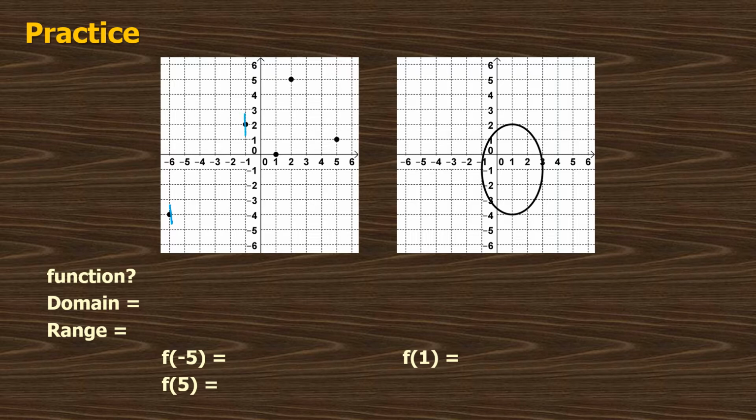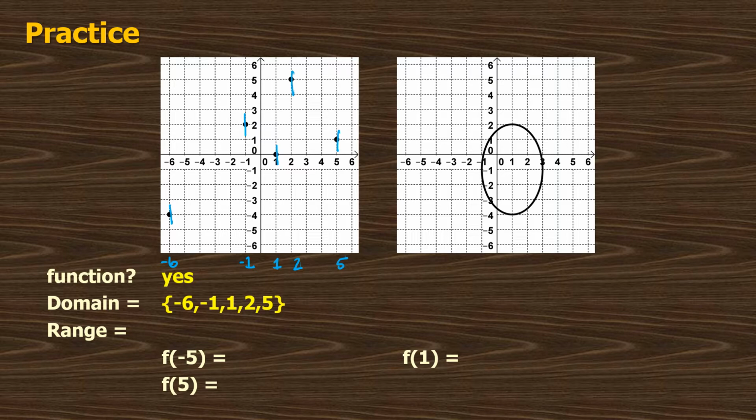Passes the vertical line test, passes, passes, passes. In these cases, they only cross at most once, and therefore this is a function. Now when I look for the domain, I'm looking for all the x coordinates that are defined. And I can see one at -6, I can see one at -1, another one at 1, another one at 2, and then finally another one at 5. In this particular case, I do not want to write as an interval because I'm not connecting from -6 to 5. I only have these 5 values, and I'll just write it in set notation of those 5 values.